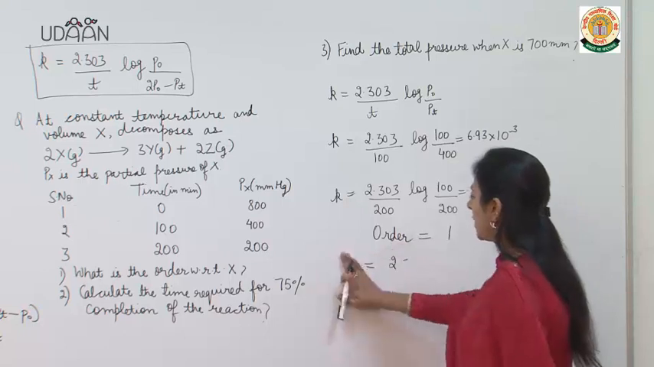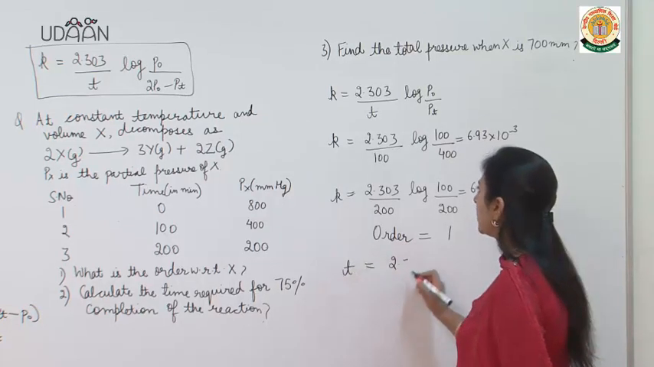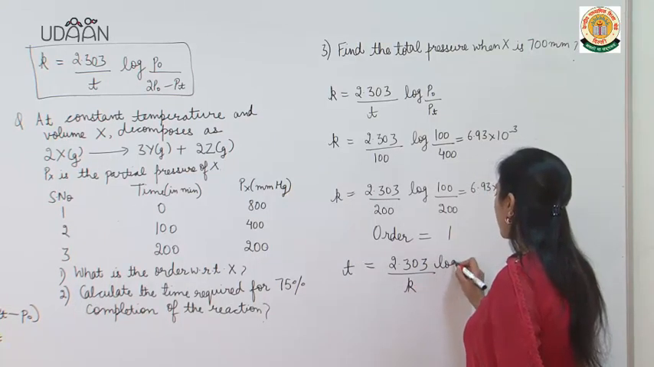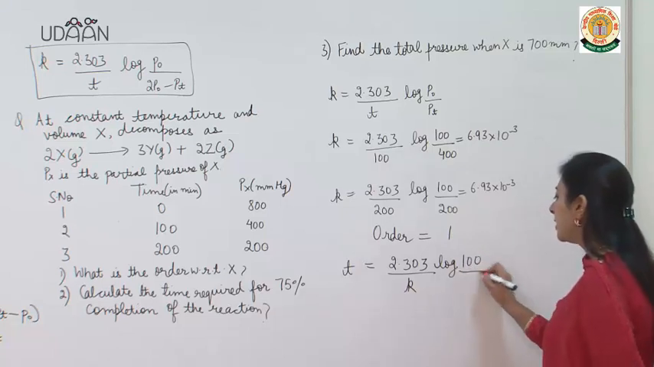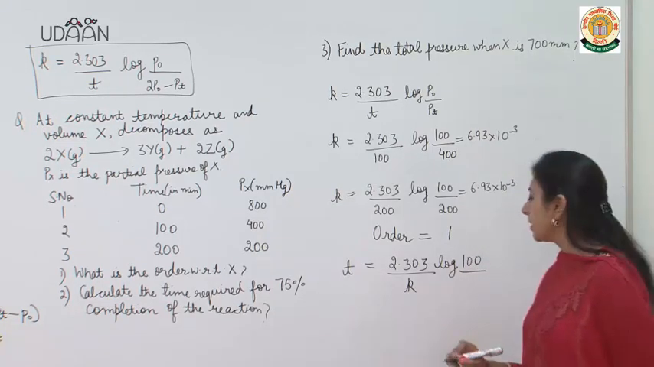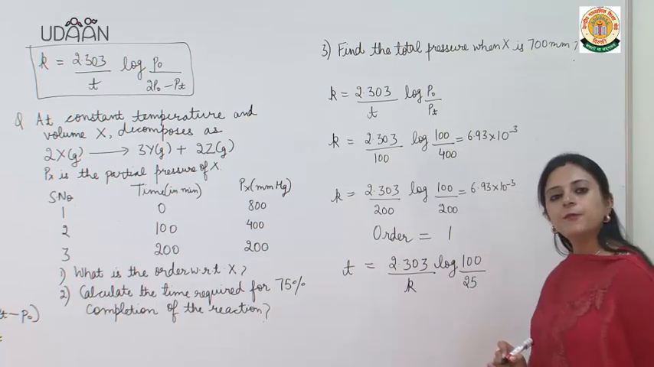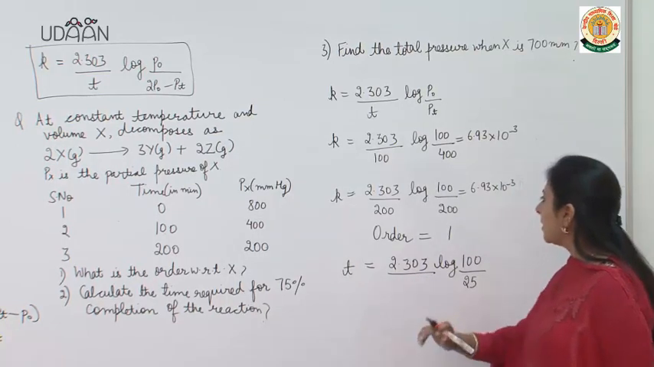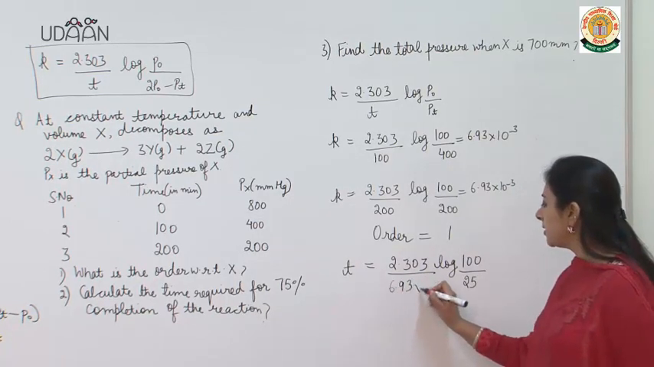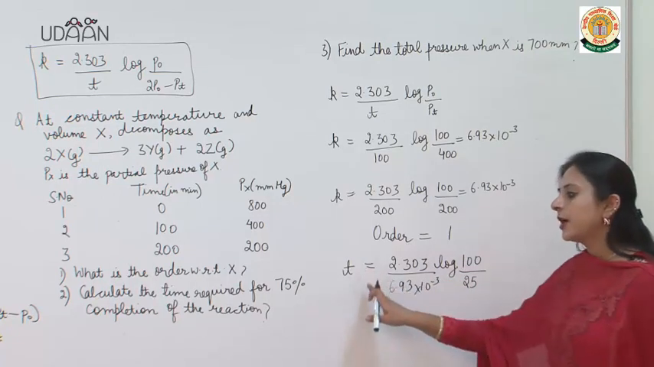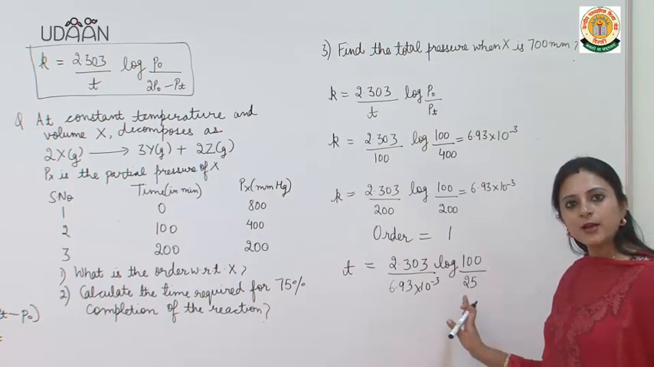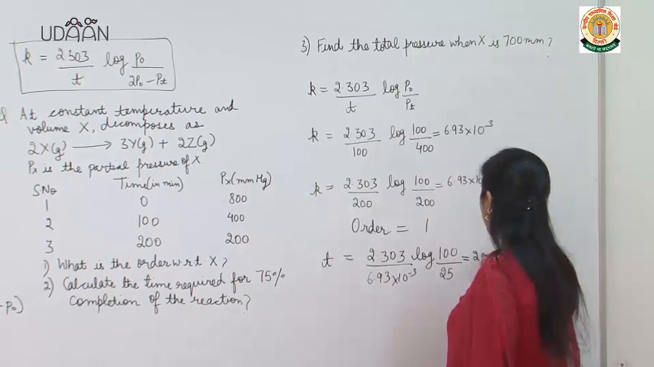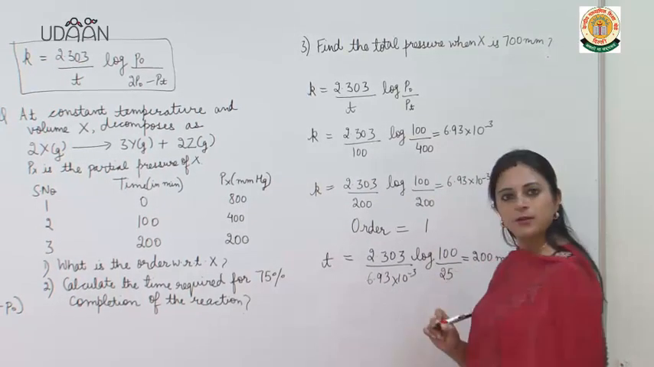इसका मतलब क्या है? यहाँ पर मैं लूँगी t क्योंकि मुझे टाइम कैलकुलेट करना है, k मैं ऑलरेडी कैलकुलेट कर चुकी हूँ ऊपर, and log इनिशियल मैं ले लूँगी 100 और 75% कंप्लीशन का मतलब है कि मैं नीचे ले लूँगी 25 और इसको मैं सॉल्व करूँगी after substituting the value of k which is given to be 6.93 into 10 raised to the power minus 3, और यहाँ से मुझे टाइम रिक्वायर्ड पता चल जाएगा for 75% completion of the reaction which is equal to 200 minutes after solving this.